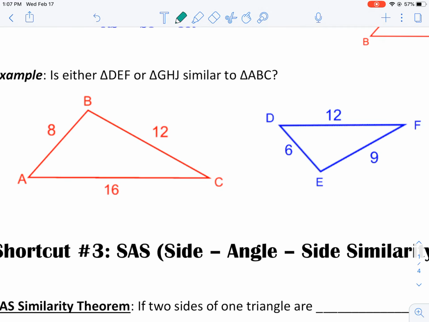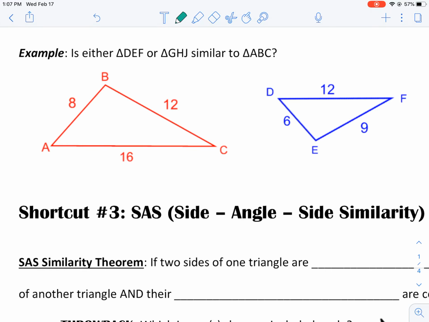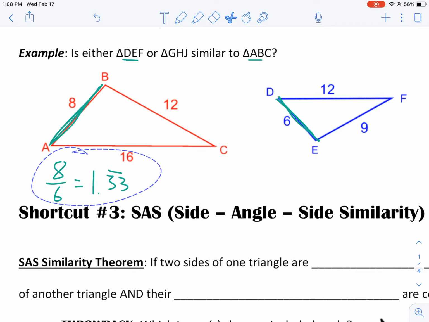It says, is either DEF or GHJ similar to ABC? So the way that we're going to look at this is we want to match up the sides correctly and see what they are. The first one that we're going to look at is AB, and AB, the first 2 letters, matches up with DE. That's 6. So to find that ratio, we want to do 8 divided by 6, and 8 divided by 6 is 1.33 repeating. You can put those in your calculator, but I already know the answers.